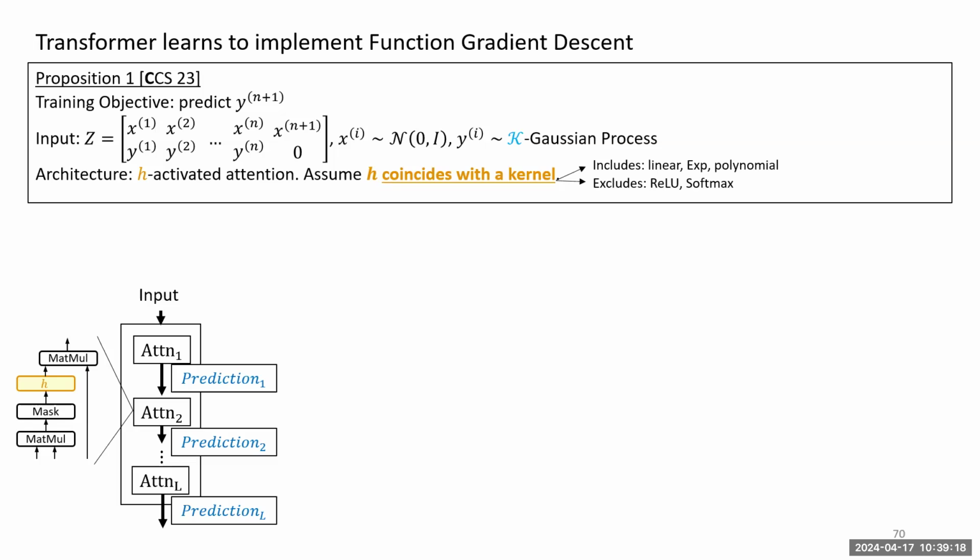So that's what I meant by H coincides with the kernel. That includes linear, exponential, and polynomial activations. It excludes ReLU, it excludes softmax.